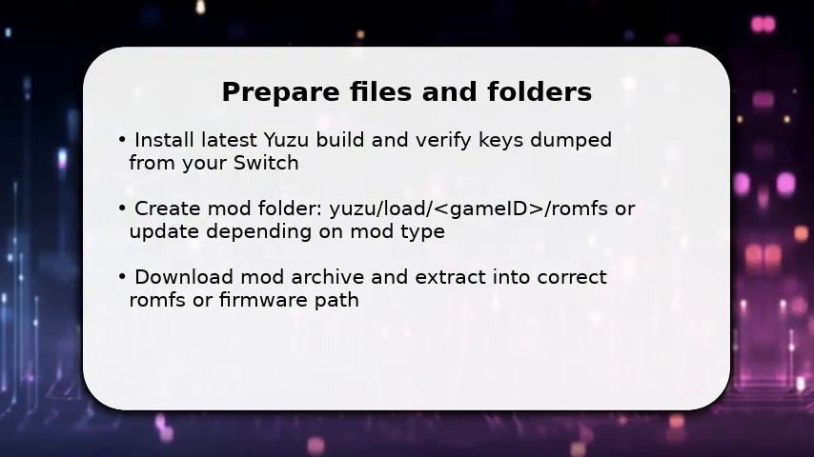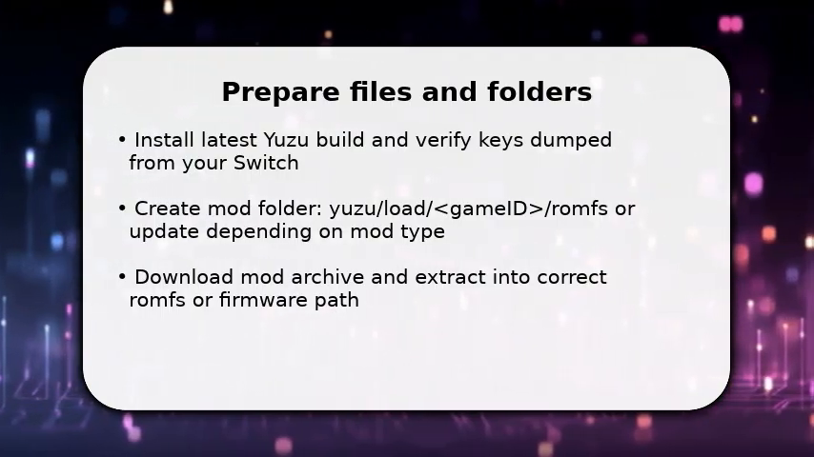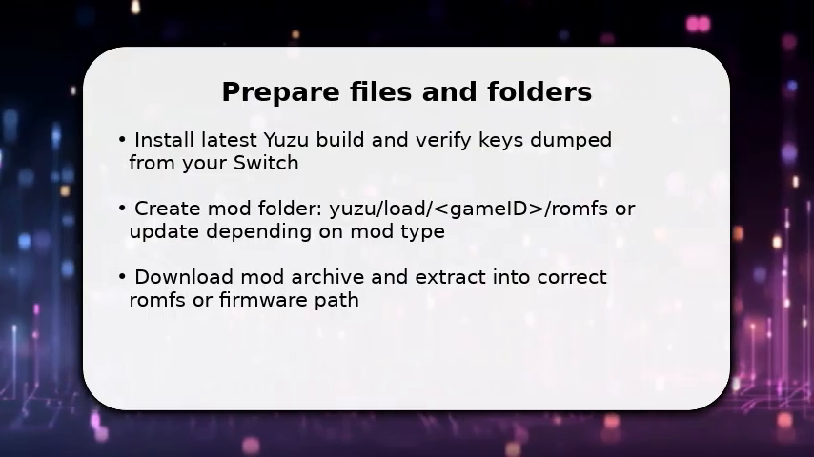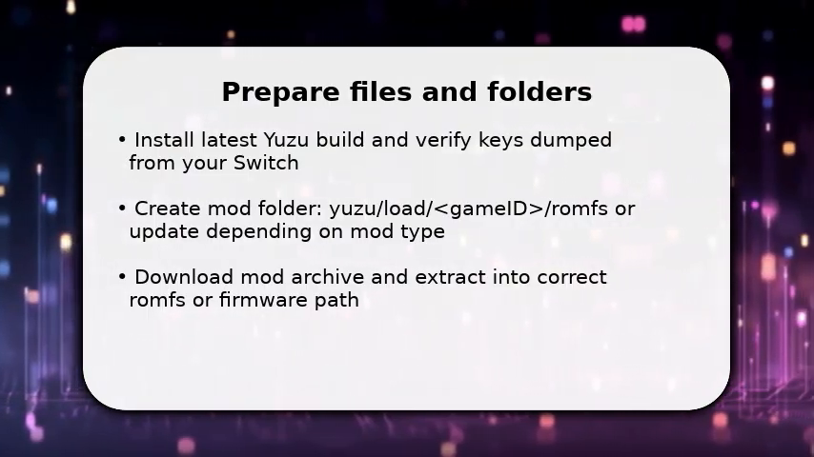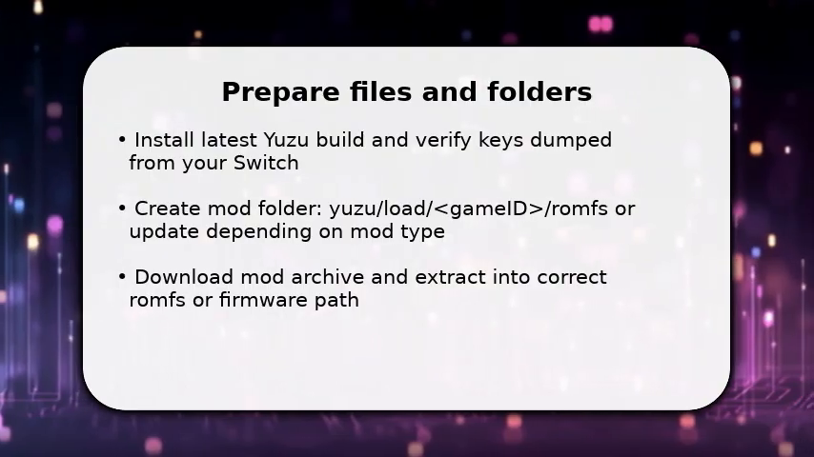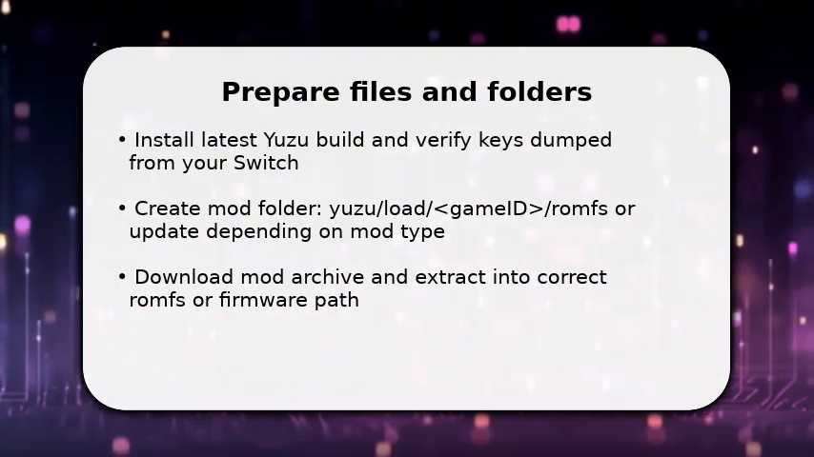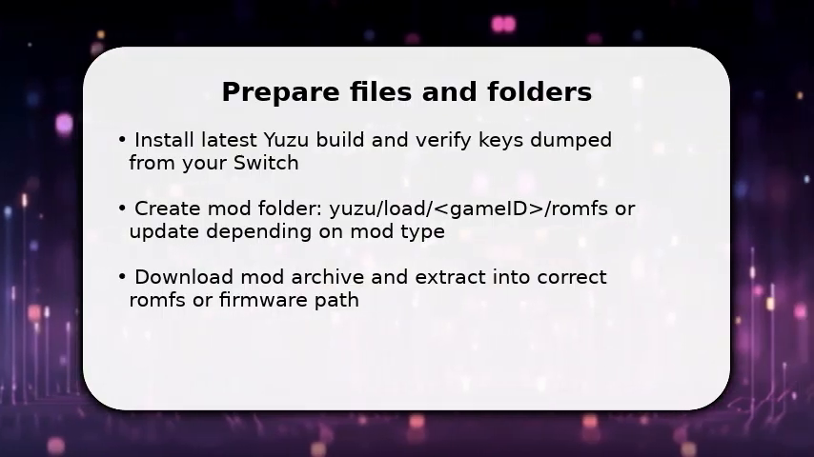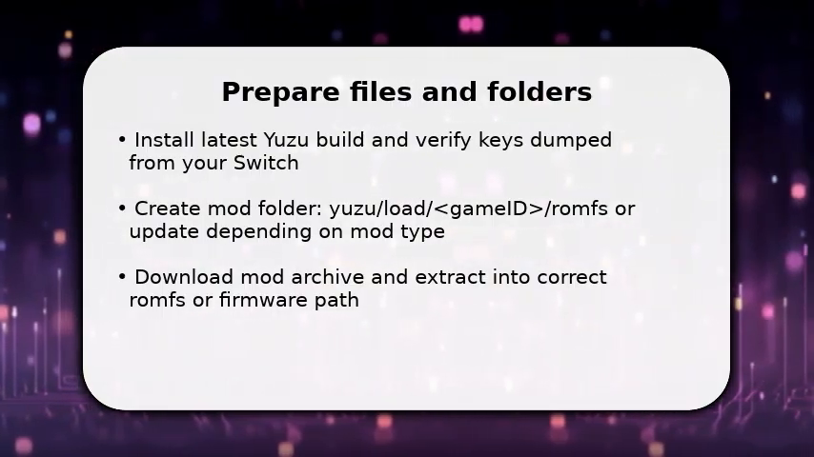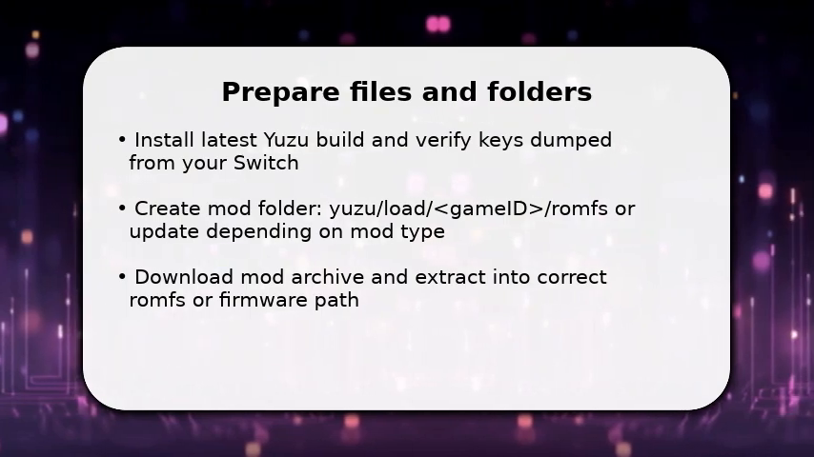Next, locate your game's ID in Yuzu and create a load folder under yuzu/load/game ID. Once done, extract the mod archive directly into ROMs or the appropriate update directory. This preserves the file structure Yuzu expects. Make sure file names and nested folders match the mod author's layout, so Yuzu can override game files at runtime.